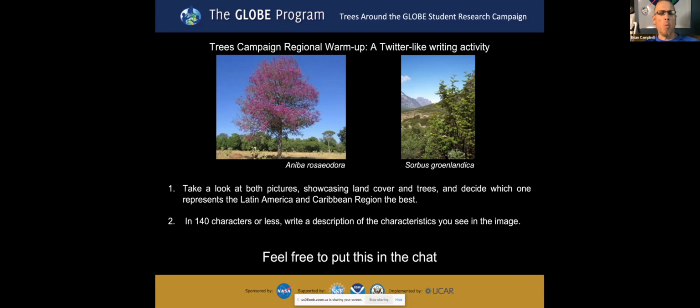Then I want you to put in the chat which one of these you think is most likely found in the Latin America and Caribbean region. We have two: Aniba rosaeodora and Sorbus groenlandica. That should give you a little hint if you know a little Latin. So take a look at these two sources of trees and vegetation, and then put in the chat which one you think is most likely to be in the Latin America and Caribbean region. We'll take about 2-3 minutes to do that because we have a lot going on here today.